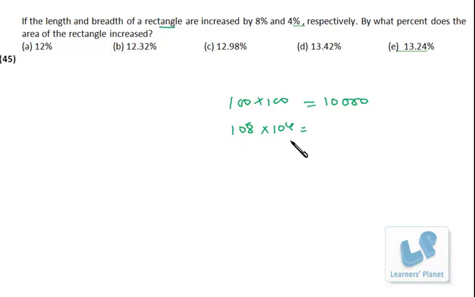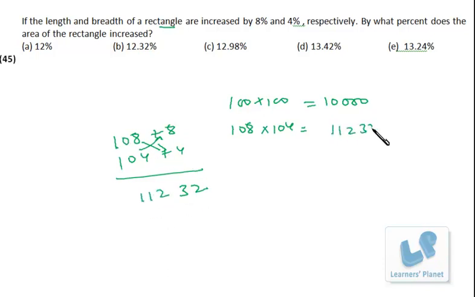Now how do you multiply 108 and 104? That I have told you in my calculation shortcut sessions. So it's 8 into 4, it's plus 8 from 100, it is plus 4 from 100, so it's 32. Now just add in cross manner, so 108 plus 4, that is 112. So it's 11232. So what is the difference between these two? It's 1232. So from 10,000 the increase is this. So from 100 the increase will be this. So it is 12.32%, as simple as that.